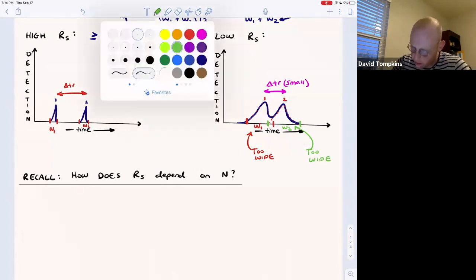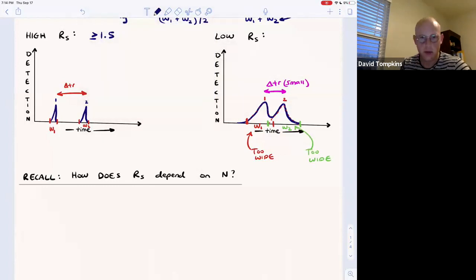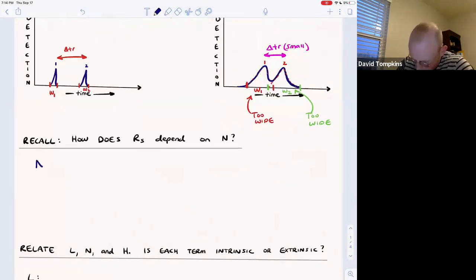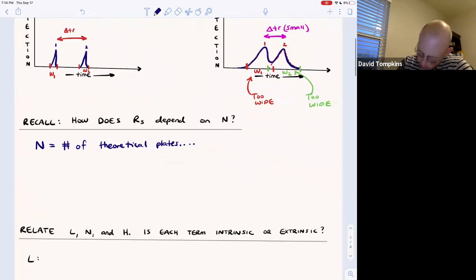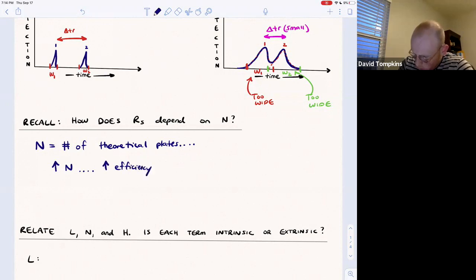So the resolution is intimately related with the number of theoretical plates, N. Recall that capital N is the number of theoretical plates in a separation, and it describes the efficiency of the separation. If we increase the number of plates, then we increase the efficiency, or we get a better separation.